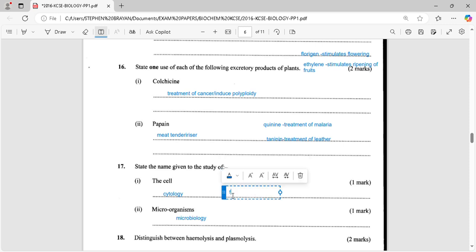These are very complicated sometimes, so you need to know them. It's called ichthyology.